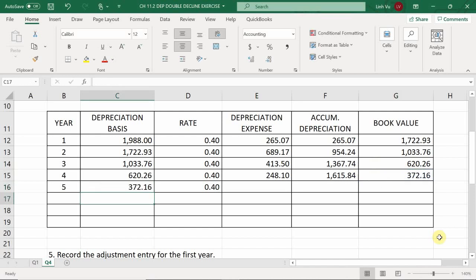What's my depreciation expense for year 5? 148.86? Yes. Perfect. And so therefore that brings my accumulated depreciation to be 1764.70, which brings my book value to be 223.30. Right?